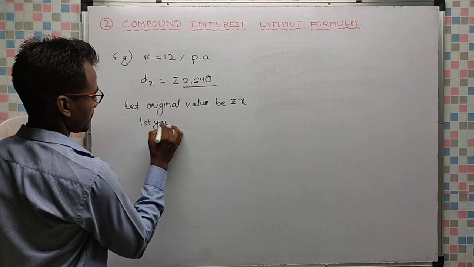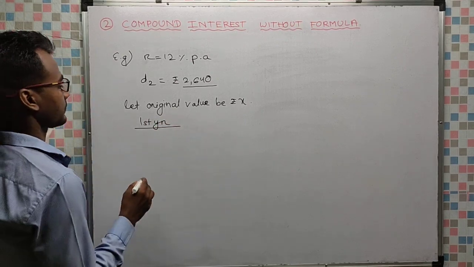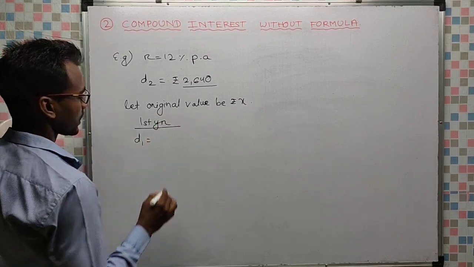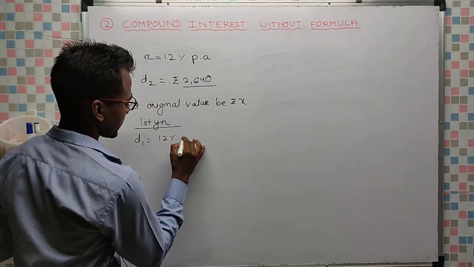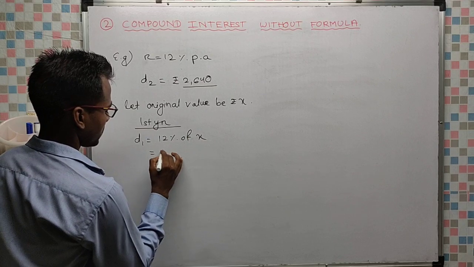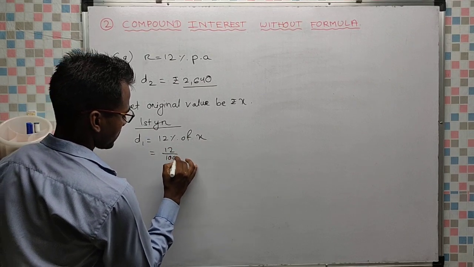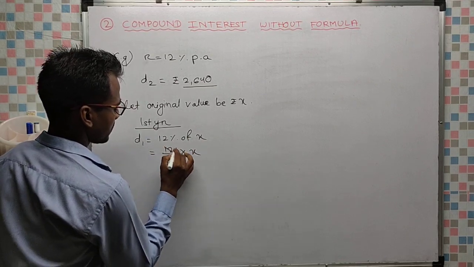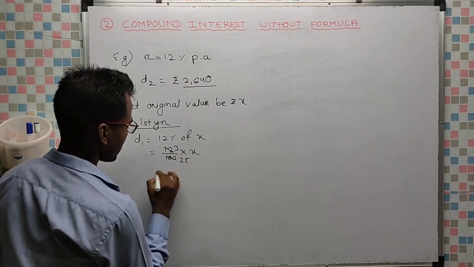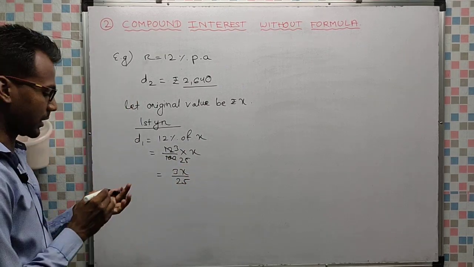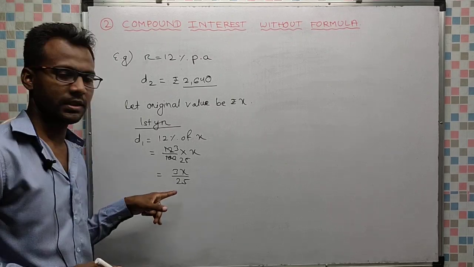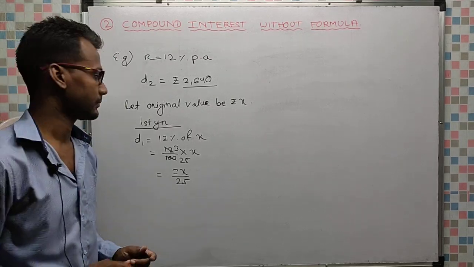First year depreciation D1 will be 12% of x, means 12 by 100 into x. For 3 is 12, for 25 is 100. So the depreciation in the first year is equal to 3x by 25.